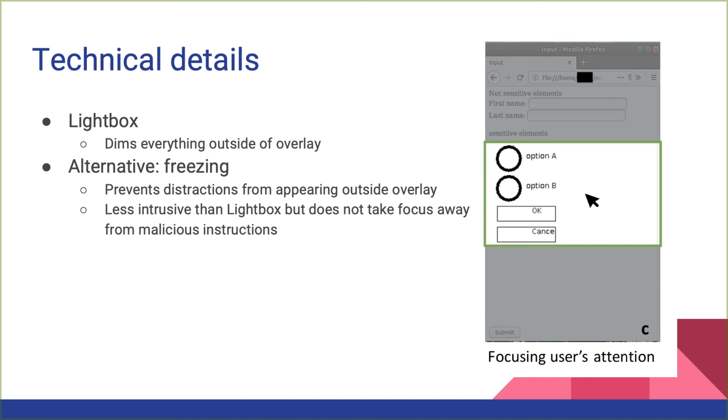Another security measure that you could also use in place of lightbox is freezing, which means basically freezing the rest of the form. So if the attacker tries to distract you with animations and other movements, then you can't see it because it's frozen.